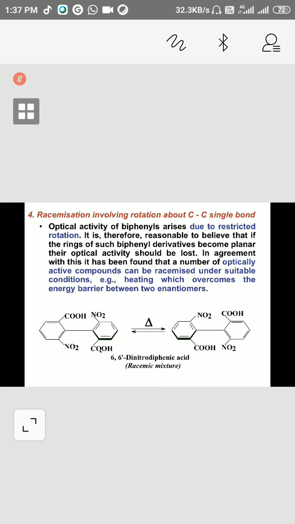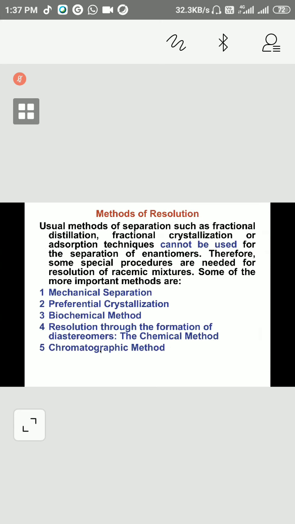Methods of resolution. Many methods are there: mechanical separation, preferential crystallization, biochemical method, chromatographic method. This is very important for competitive exams. Many times it is asked how to separate enantiomers, what is the method of resolution? Then you should know the mechanical method. What is that?